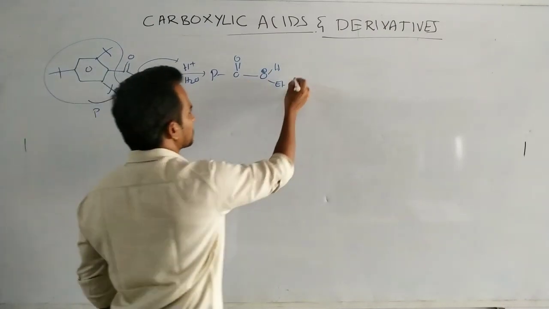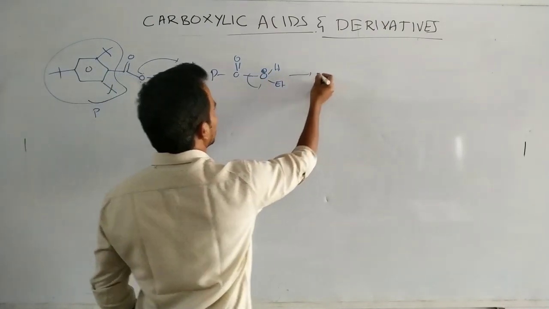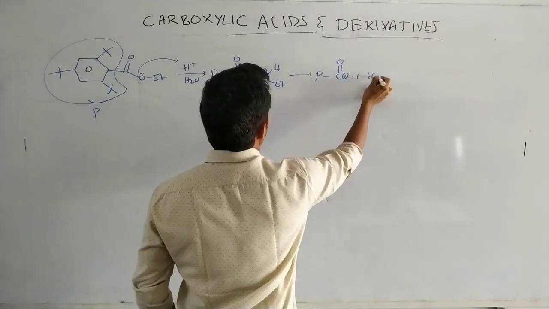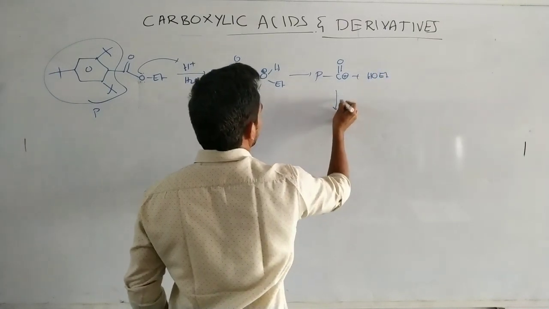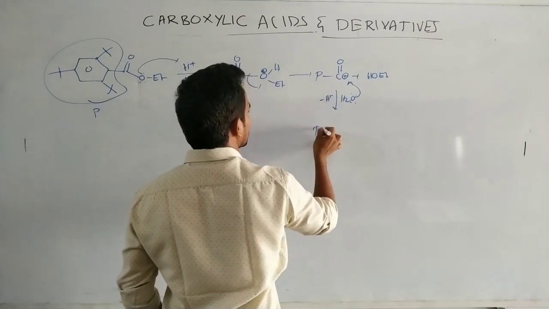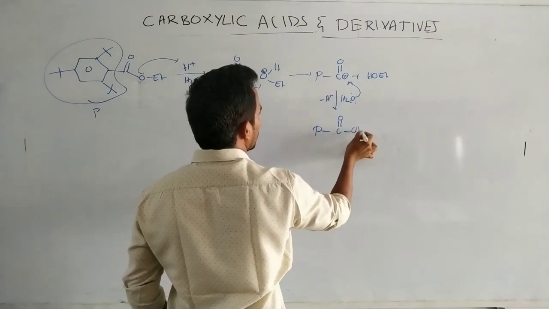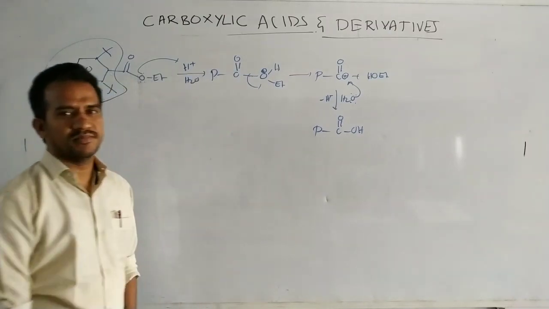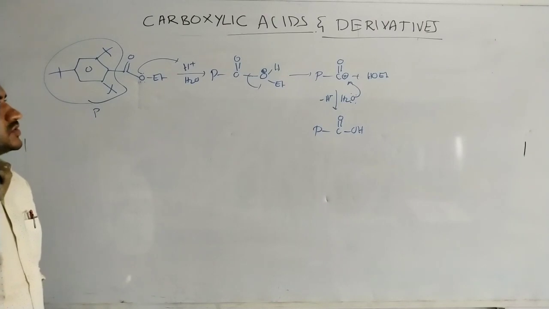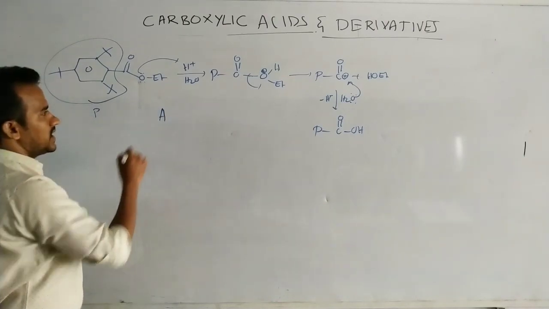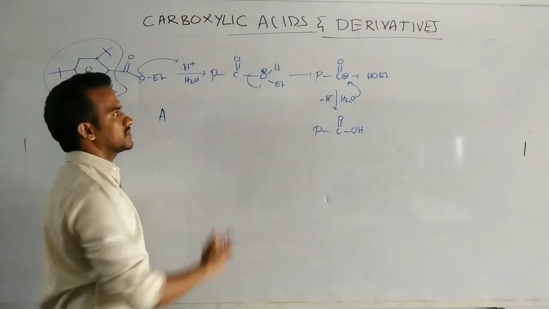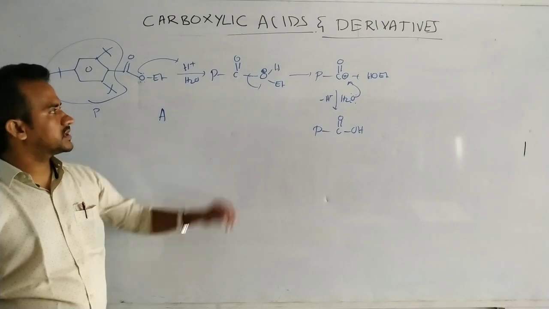And the next step is the leaving of this ethyl alcohol. So P, C double bond O plus and ethyl alcohol. Now it is attacked by the water molecule followed by deprotonation. So we will get P, C double bond O, OH. That is the compound. Now here, acid medium, A, and which bond breaking takes place? Acyl oxygen bond breaking. This acyl carbon oxygen bond breaking.